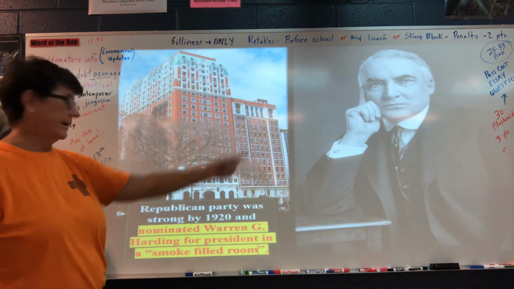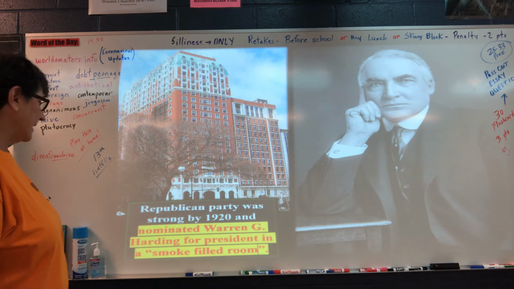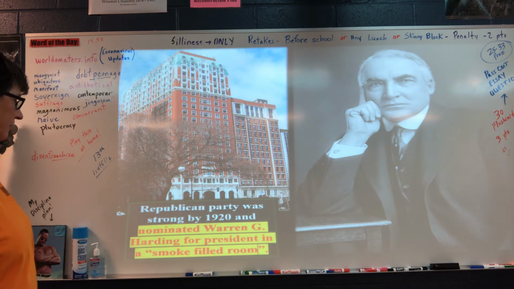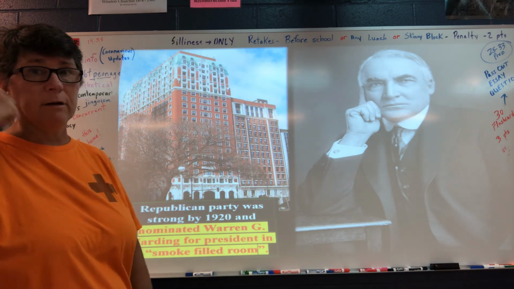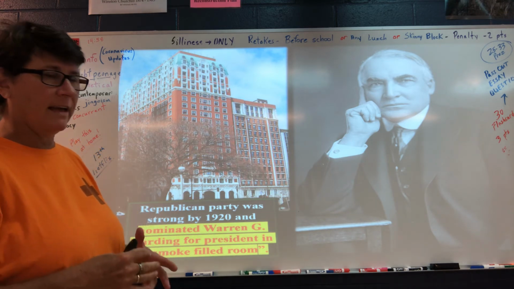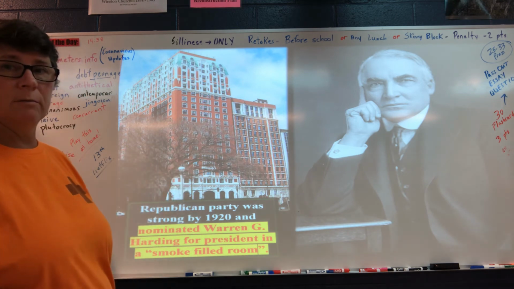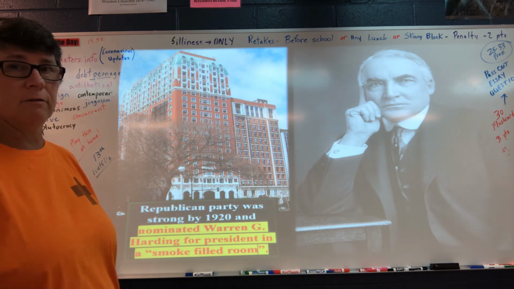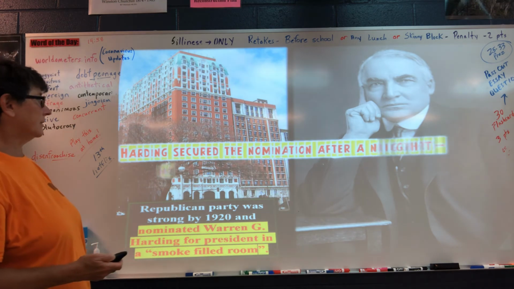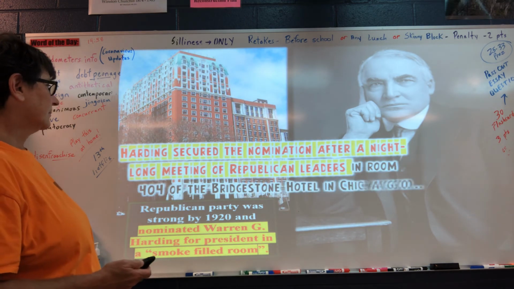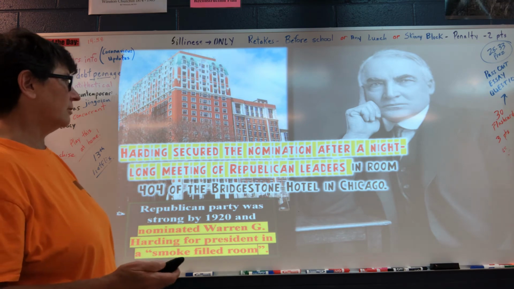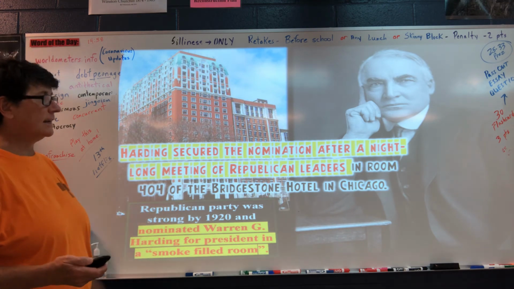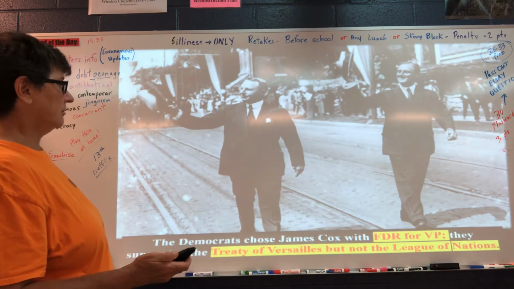Harding. The Republican Party was strong by 1920 and nominated Warren G. Harding for president in a smoke-filled room. That's famous. A long, long time ago, with the conventions, it was still undetermined who was going to end up running for president. They decided there. After a night-long meeting of Republican leaders in room 404 of the Blackstone Hotel in Chicago, at the end of the night, Harding was the person that was going to run for president.